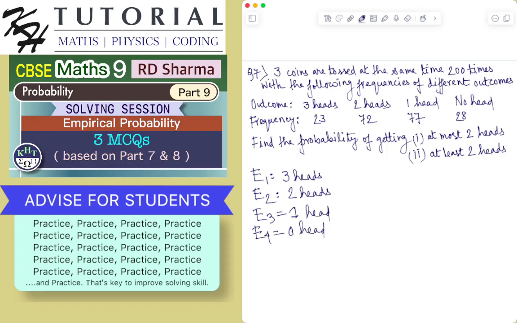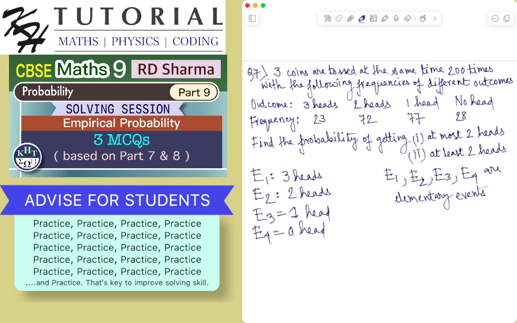Quite obviously, if you toss 3 coins, these 4 are the possible outcomes. Either it will be 0 head, or it can have 1 head, or it can have 2 heads, or it can have all 3 heads. So E1, E2, E3, E4, this is just for the sake of discussion, are elementary events of the experiment, which means that the sum of the probabilities of these events will be equal to 1.